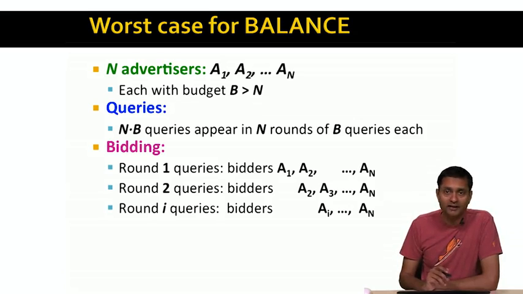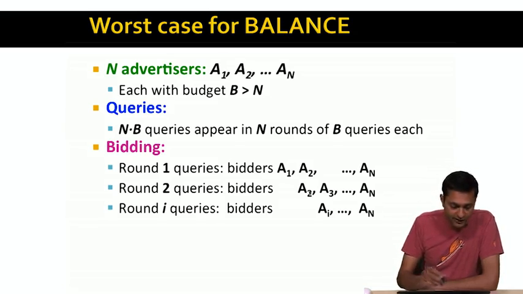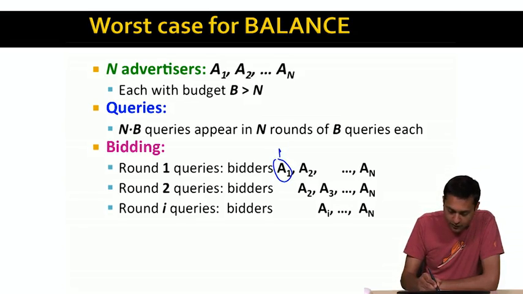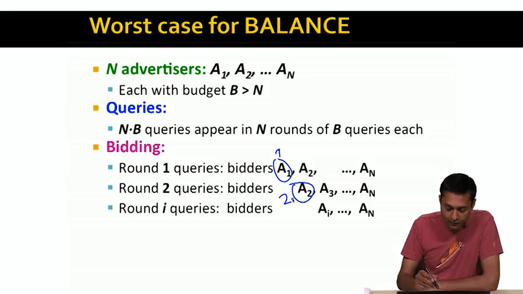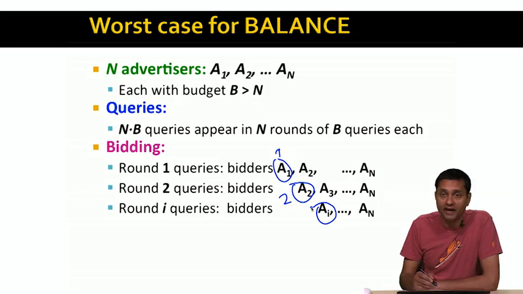So the optimal algorithm in this case is to assign the round I queries to the ith advertiser. That is, assign all the round 1 queries to A1, assign all the round 2 queries to A2, and so on. So since A1 has budget B, all the B round 1 queries are assigned to A1. A2 has budget B. All the round 2 queries are assigned to advertiser A2. AI has budget B. All the round I queries are assigned to advertiser AI, and so on.